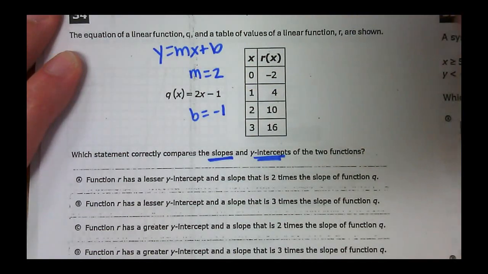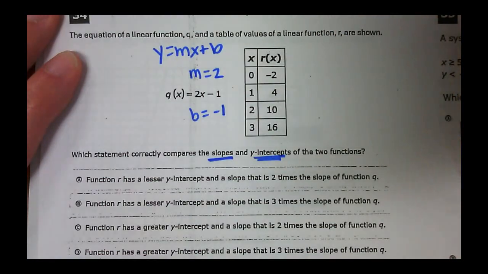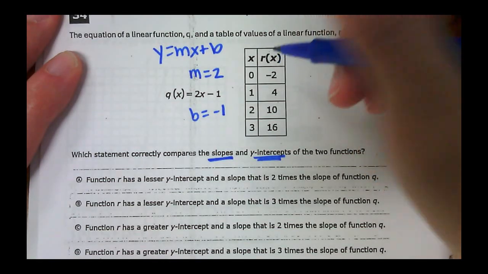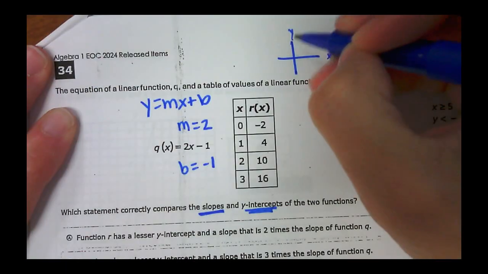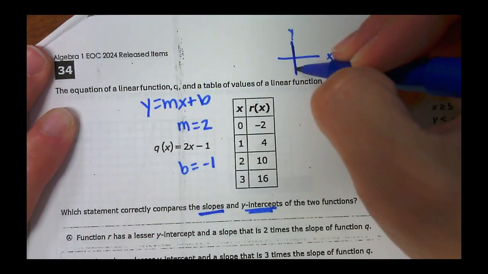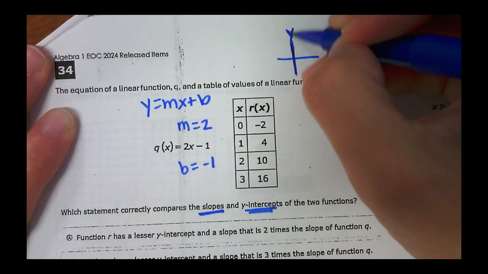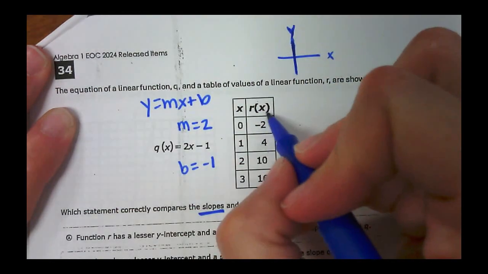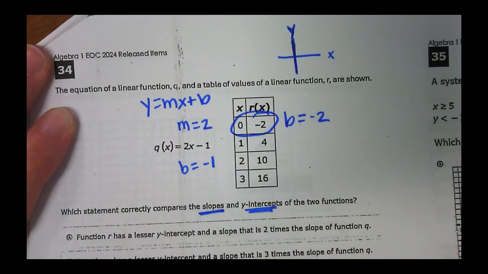In this table, we're not given an equation. But if you remember that y-intercept, think about your graph, y-intercept is something where your graph touches this line, where it crosses this line. Every single point on this line has an x value of 0. So your y-intercept in a table is always where your x value is 0. So this is our y-intercept.